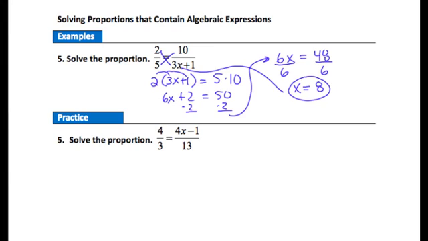Okay? Now it's time to check your understanding of this. So go ahead and pause your video player and answer practice question 5. And when you're done, hit play to see how you did.